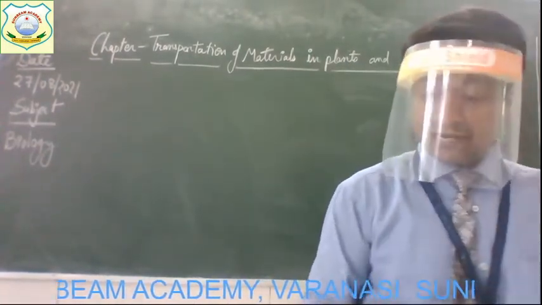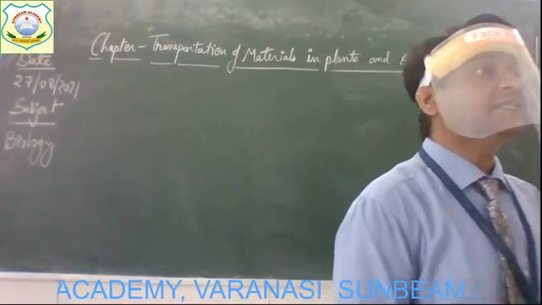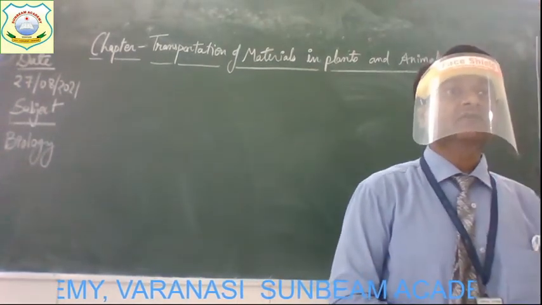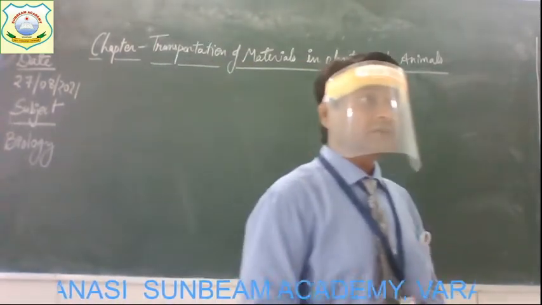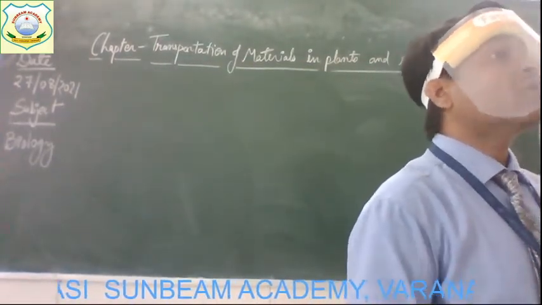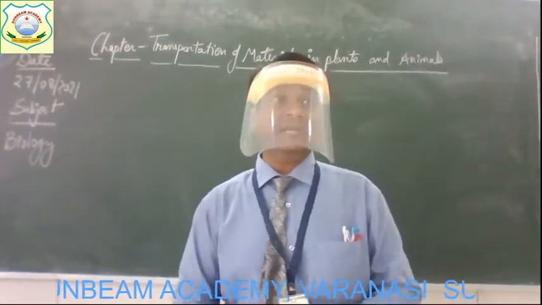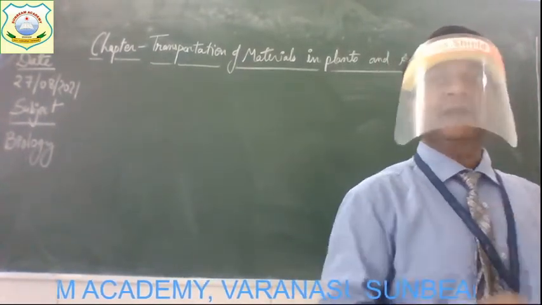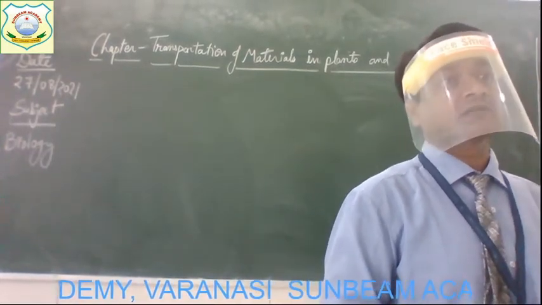Get it? And we discussed that the transportation of materials in animals occurs in different ways in different kinds of animals. Like in unicellular animals, especially it occurs by their what? Cell membrane or body surface. And in some simple multicellular aquatic animals like hydra and jellyfish, the transportation of materials takes place with the help of water in which they are living.